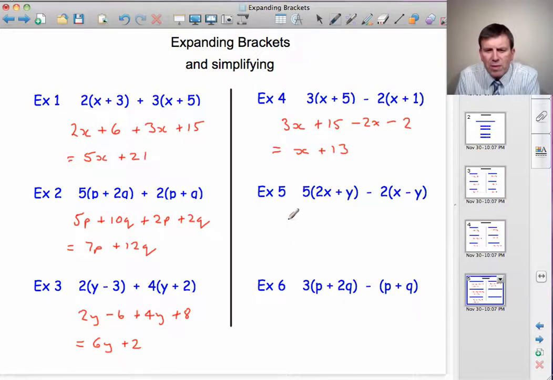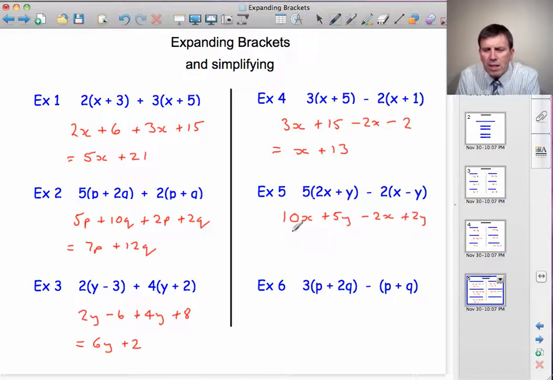Example 5. 5 times 2x is 10x. 5 times plus y is plus 5y. Minus 2 times x is minus 2x. Minus 2 times minus y is plus 2y. Notice how the signs in this second bracket have changed because I'm multiplying by a negative. The positive x term is now negative, the negative y term is now positive.